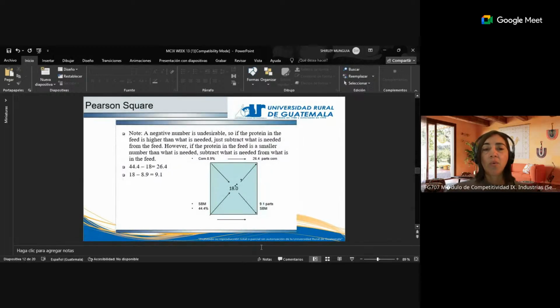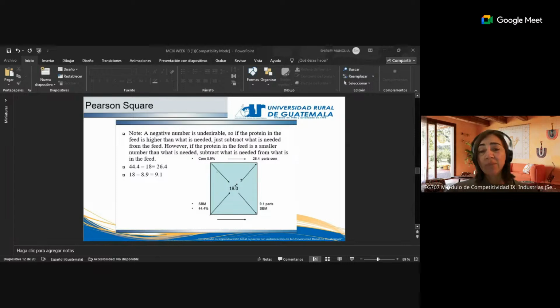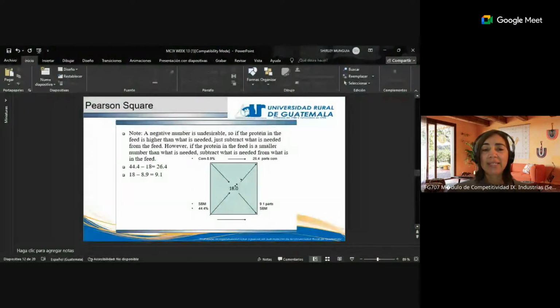Okay, so remember that if you have a number like this one, 8.9, it's less than 18. It doesn't matter. You just have to subtract 18 minus 8.9, so that way you will have this number. If the protein is higher, you just subtract the smaller from the larger, but don't use negative numbers. We cannot use negative numbers. So it doesn't matter if you subtract from here or there, we're going to have the same answers. And these are the answers that we have right now. Okay, let's continue with the next step.